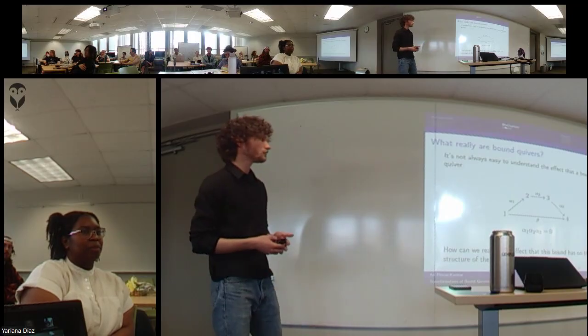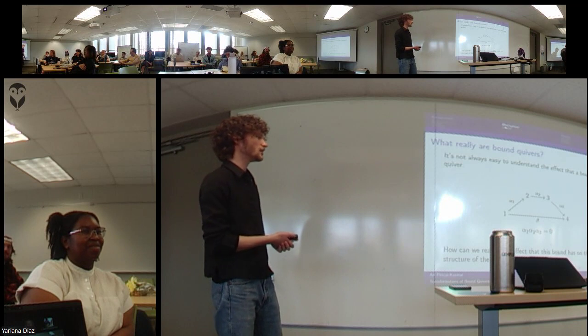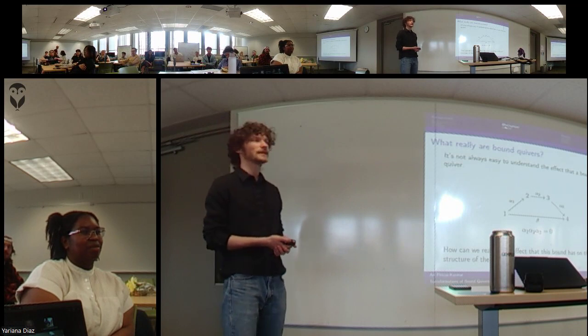So let's look at this example. We've seen this quiver a few times before, and we're going to place this bound on. We're going to say that the path alpha 1, alpha 2, alpha 3 is equal to 0.